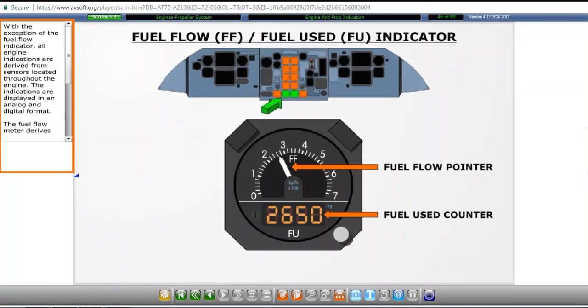With the exception of the fuel flow indicator, all engine indications are derived from sensors located throughout the engine. The indications are displayed in an analog and digital format. The fuel flow meter derives information from a fuel flow sensor on the engine. This indicator also displays the quantity of fuel used in the digital readout.